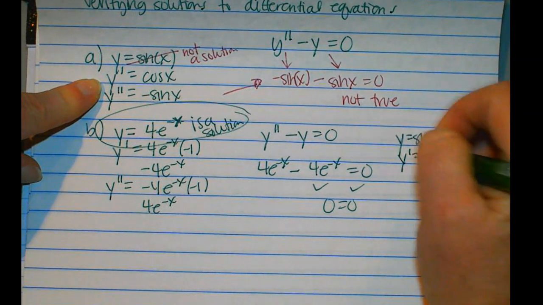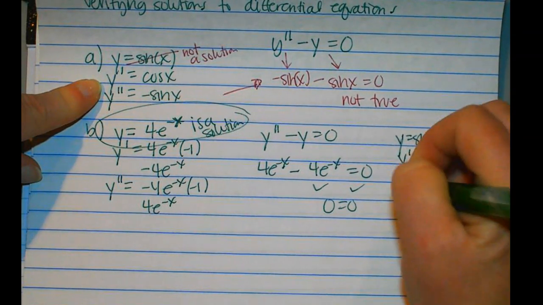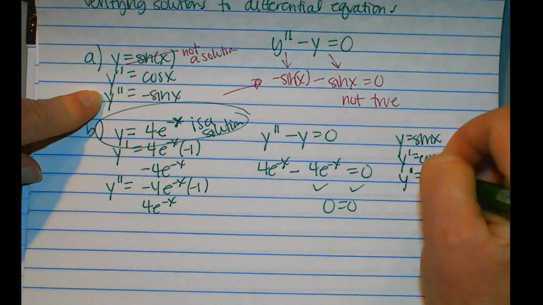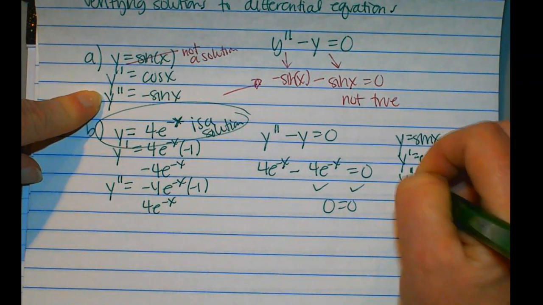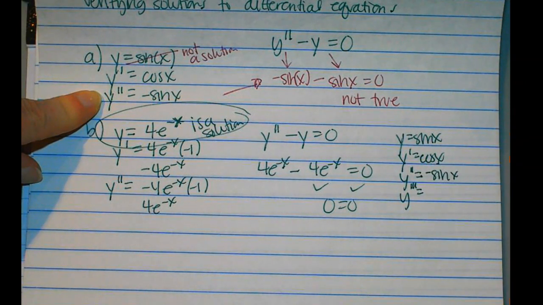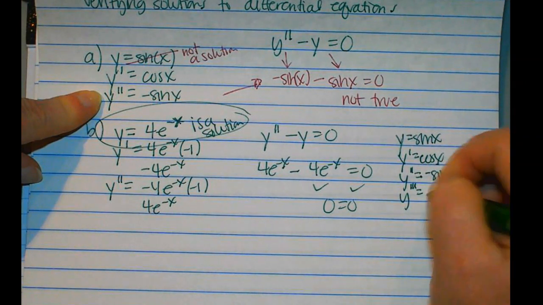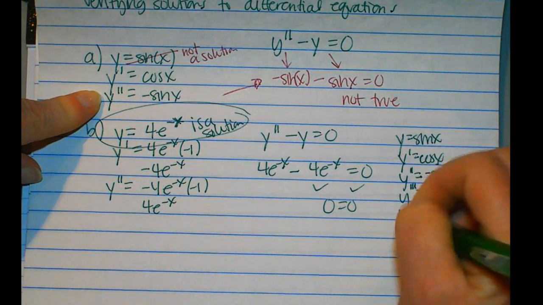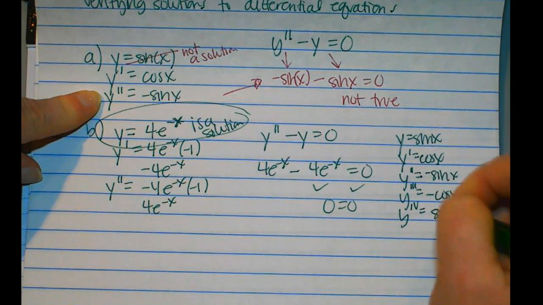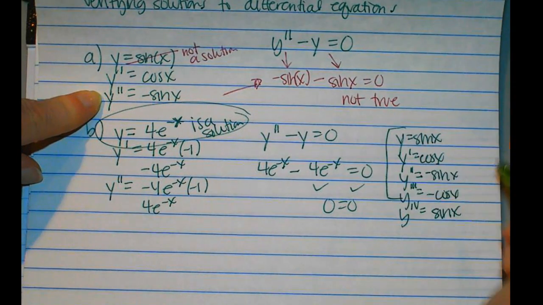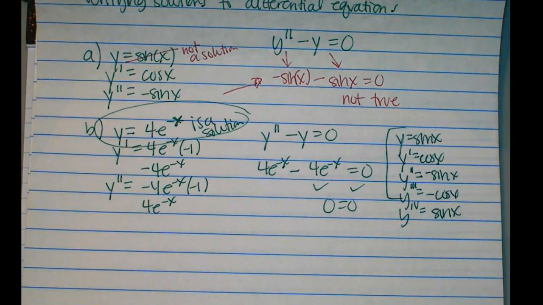This y prime is cosine. Y double prime, negative sine. The third derivative is negative cosine. The fourth is sine. So it's the same as i. Every fourth, it repeats. So that's all you need to do.